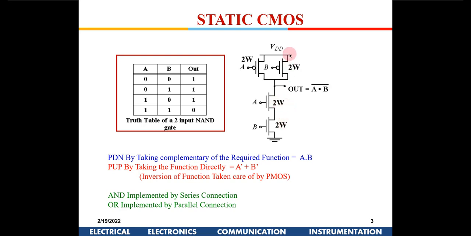Right, and similarly, these are parallel. These are parallel, but I don't consider these two as parallel, because in the worst case scenario, only one path will be activated. So since for an inverter, the PMOS is 2W, I will have this also as 2W, each of them. So I have to always cater for a worst case sizing.